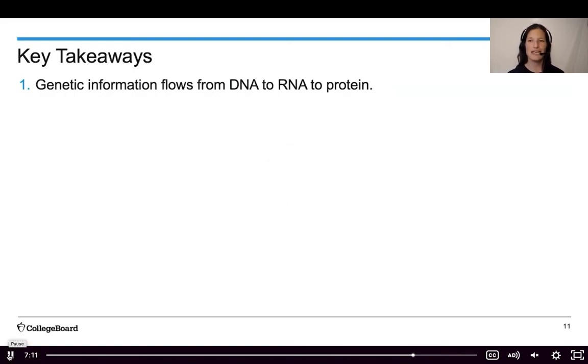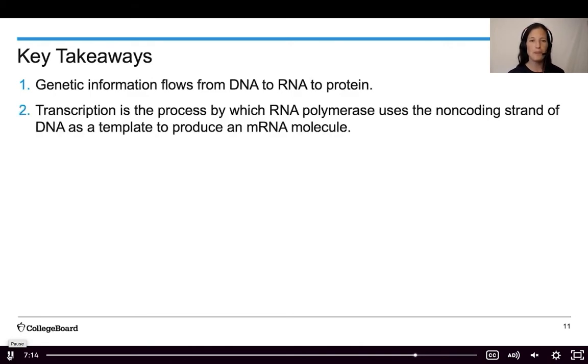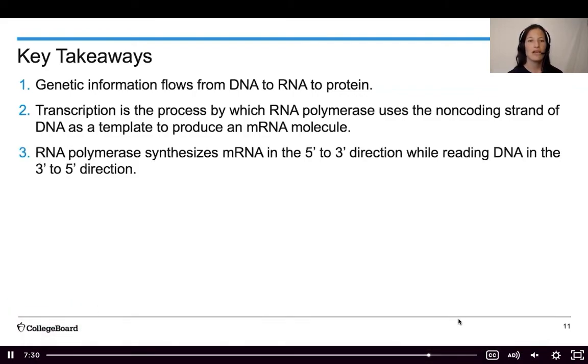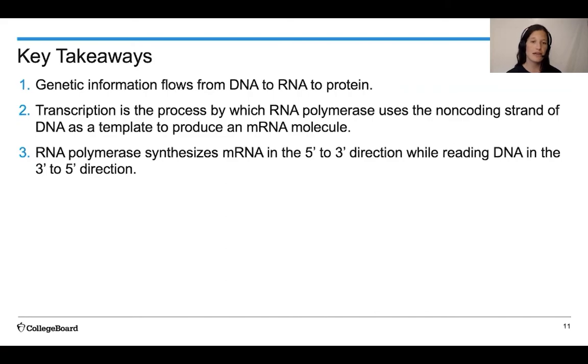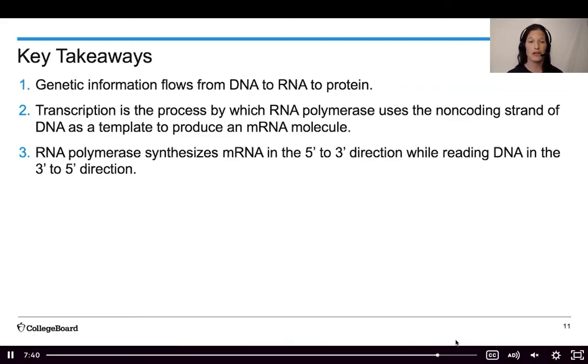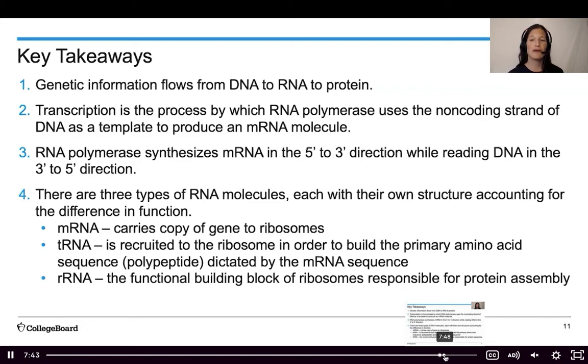Genetic information flows from DNA to RNA to protein. Transcription uses RNA polymerase, and it uses the non-coding strand of DNA as a template to produce an mRNA molecule. RNA polymerase synthesizes mRNA in the 5' to 3' direction while reading DNA in the 3' to 5' direction. So that just talks about the directionality. And then there's the 3 types of RNA again.